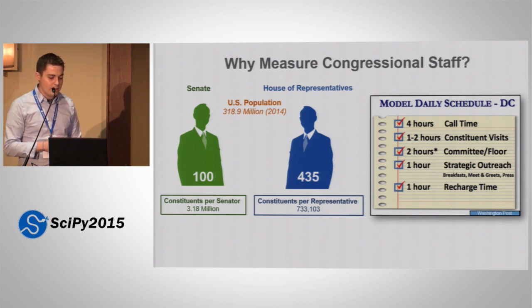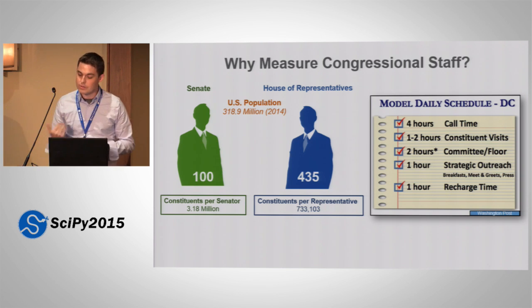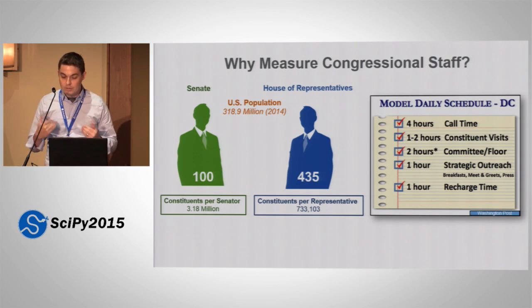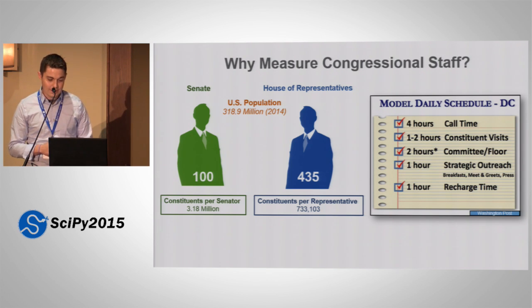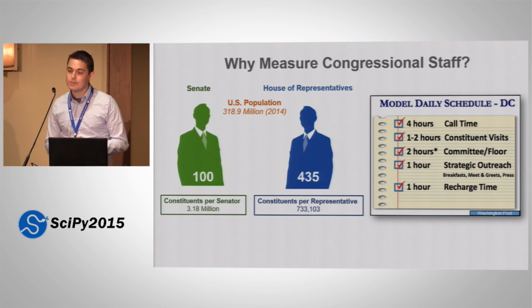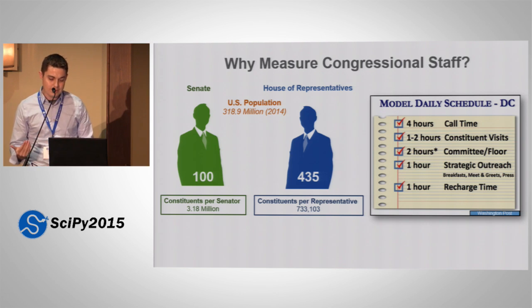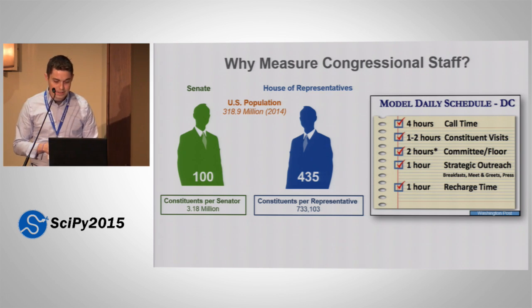Just to give you an idea, the majority of time that senators and representatives use throughout a daily schedule, according to the Washington Post, was 4 hours spent on call time. And when you see call time, that means fundraising. So they're on the phone trying to get money for the next election cycle. 1 to 2 hours was estimated for constituent visits. 2 hours was dedicated to committee and floor work, so that's actually legislative lawmaking as we would understand it.